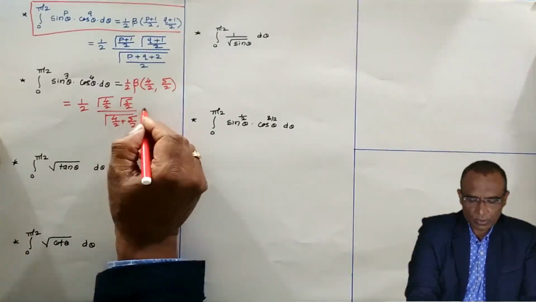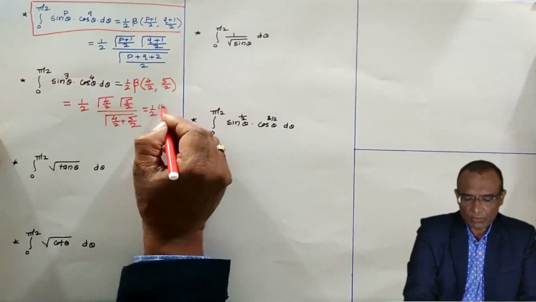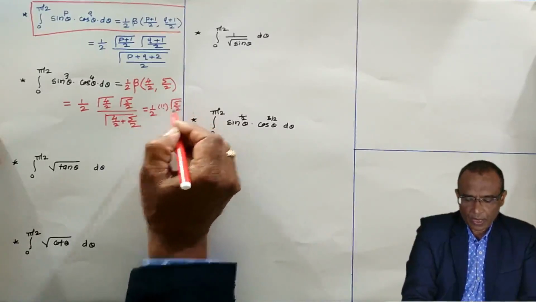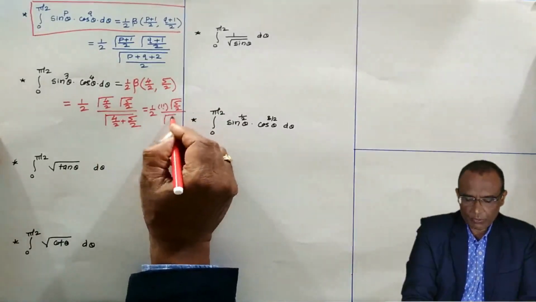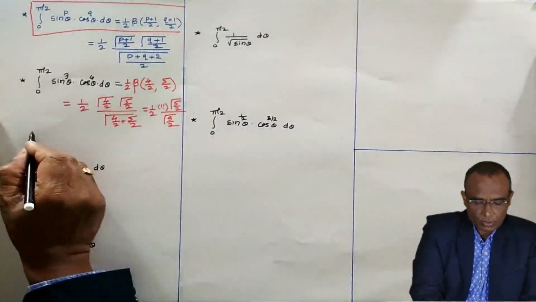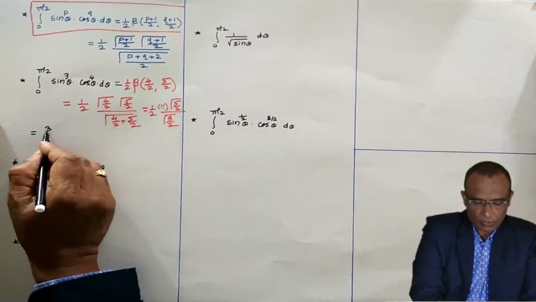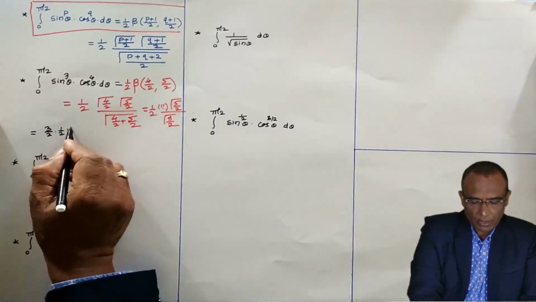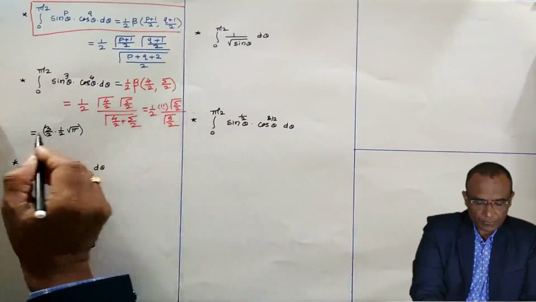Now 1 by 2, gamma 2 is factorial 1, which is 1, gamma 5 by 2 here, and in the denominator gamma 9 by 2. Now gamma 5 by 2 and gamma 9 by 2, how to resolve them? Gamma 5 by 2 can be written by subtracting 1, you get 3 by 2, subtract 1, you get 1 by 2, and root pi after 1 by 2, by default you have to write root pi. This is the value of gamma 5 by 2.